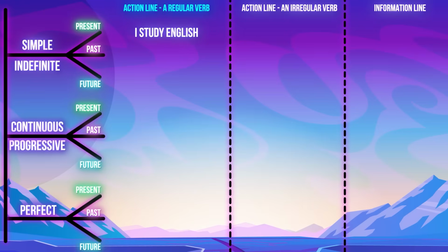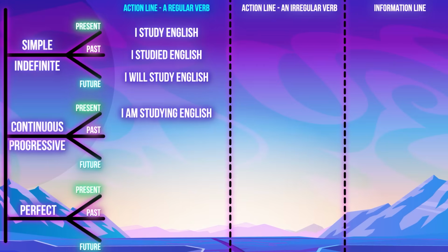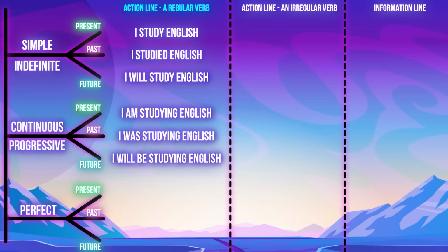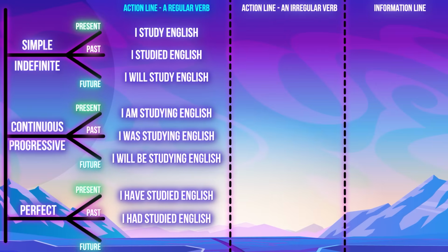I study English. I studied English. I will study English. I am studying English. I was studying English. I will be studying English. I have studied English. I had studied English. I will have studied English.